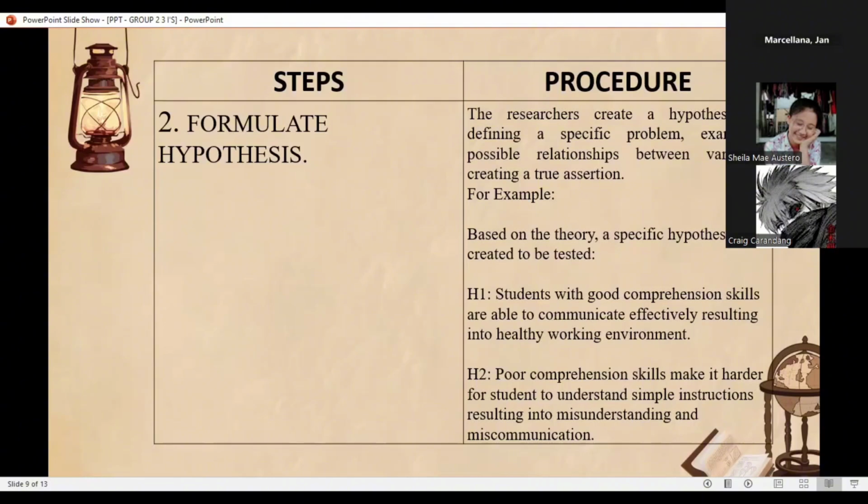Step 2. Formulate hypothesis. The researchers create a hypothesis by defining a specific problem, examining possible relationships between variables, and creating a testable assertion. For example, based on the theory, a specific hypothesis is created to be tested. Hypothesis 1. Students with good comprehension skills are able to communicate effectively, resulting in a healthy working environment. Hypothesis 2. Poor comprehension skills make it harder for students to understand simple instructions, resulting in misunderstanding and miscommunication.